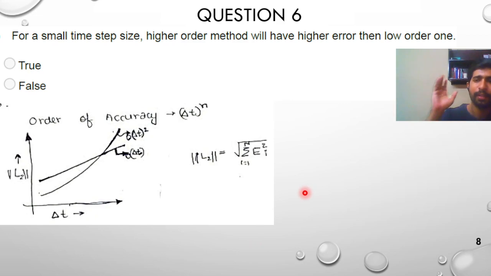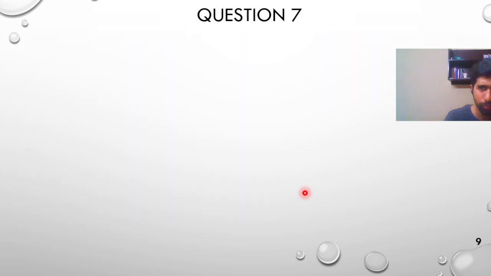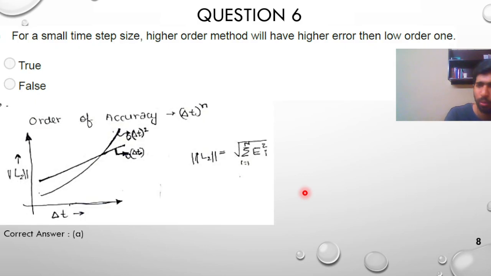But this is the process which we usually do in research. This is how we find out our order of accuracy. We have to do these studies whenever we come up with a new solver. I hope this is understood. I think I wrongly mentioned it as true, it should be false only.